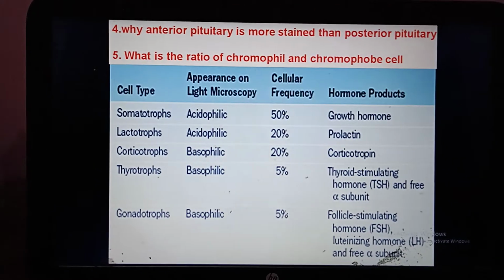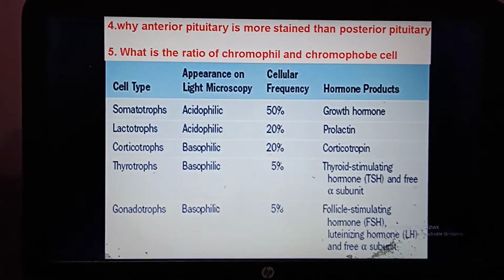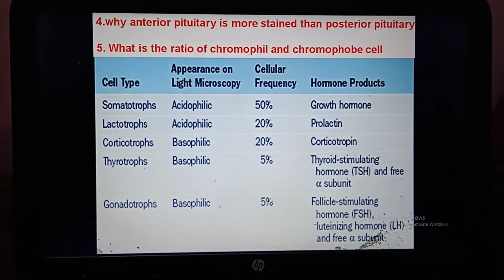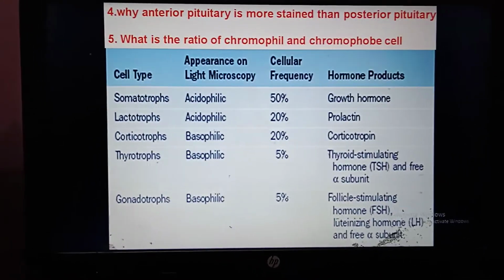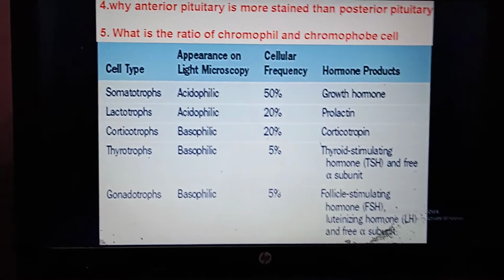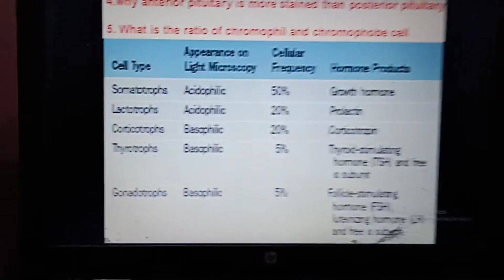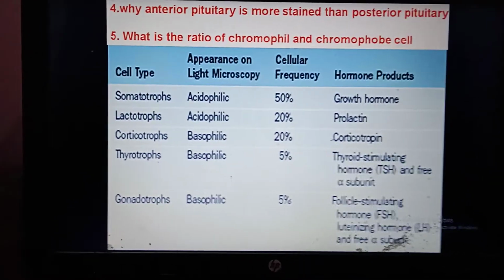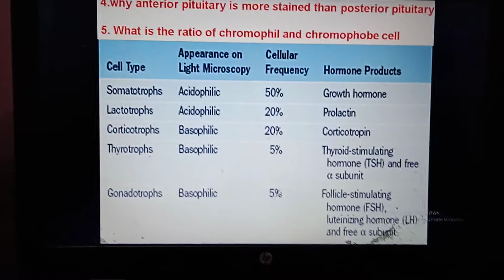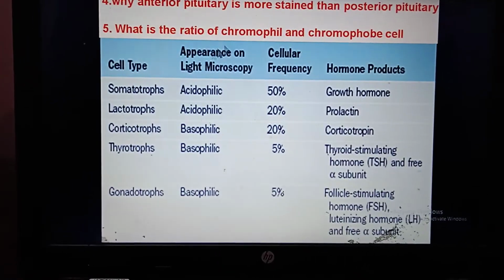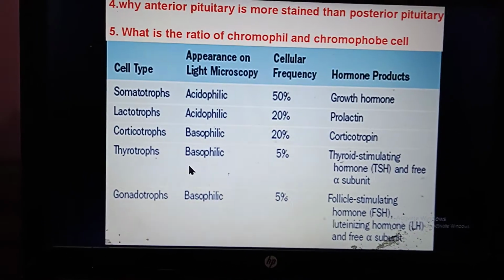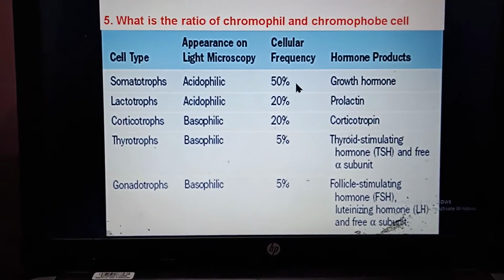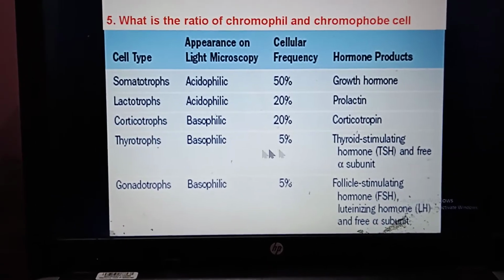Why is the anterior pituitary more stained than the posterior pituitary? Because the anterior pituitary contains secretory granules. Of these cells, 50% are chromophobe cells, which do not take a stain, and 50% take a stain, the chromophil cells. Chromophil cells are again divided into eosinophilic or acidophilic and basophilic. Eosinophilic cells are 70%, whereas basophilic cells are only 30%.